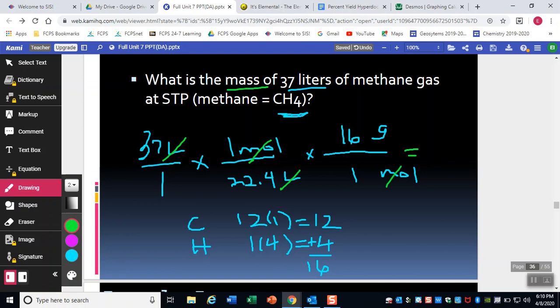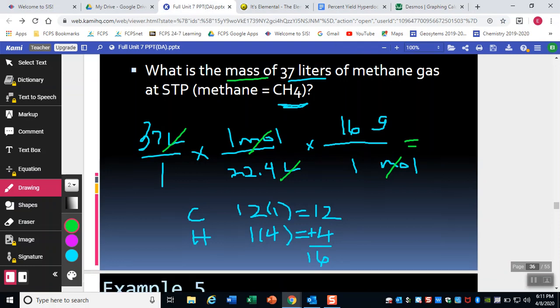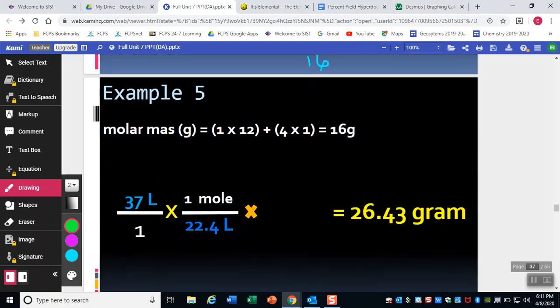So I'll keep this the same, right? But I have to keep going till I get grams. So I'm going to multiply by 16. So I'll put parentheses, and I've got 16 grams per 1 mole. All right, so I end up with 26.4 grams.